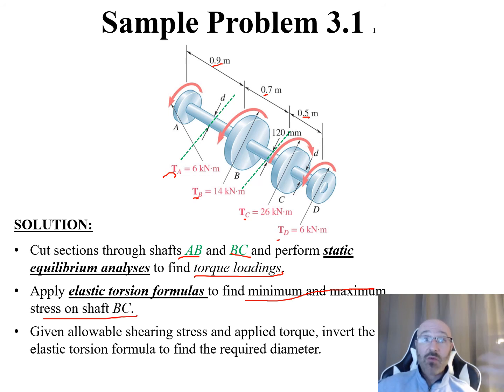So that's part A of the problem. We want to do that for BC. We're going to use equations 3.9 and 3.10, these elastic torsion formulas, on the section right here for BC. We see there's our green line right there for section BC. From there, given the allowable shearing stress and applied torque, we're going to invert the elastic torsion formula to find the required diameter. So this is part B right here, where we're going to use the reverse of what we're doing in part A in order to back out that required diameter. So now we've re-looked at this, we've created that setup sheet with all of our givens, all of our finds, and all the assumptions here, and now we have a plan of attack.